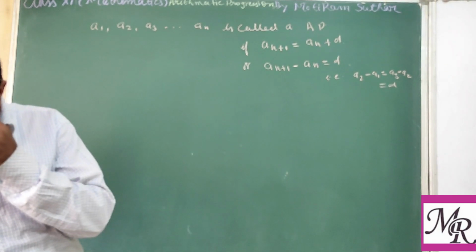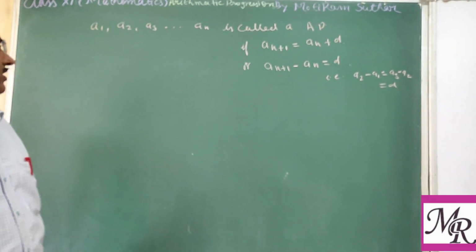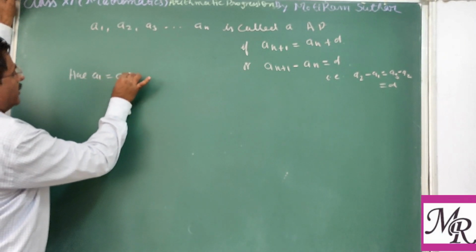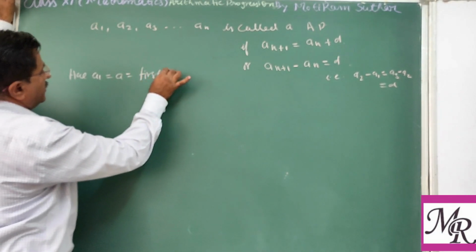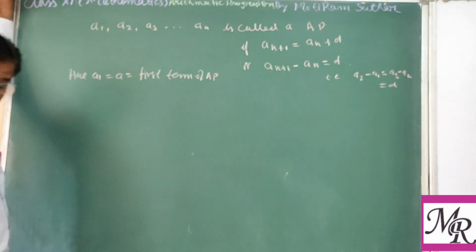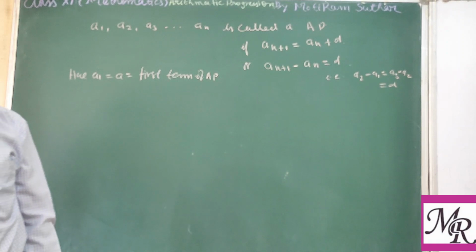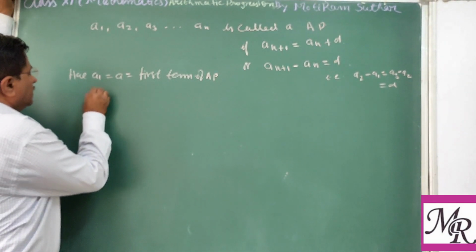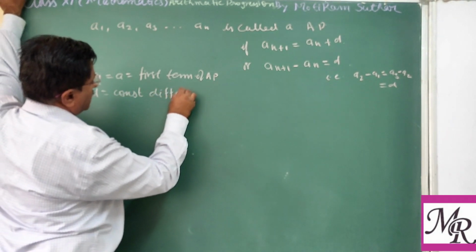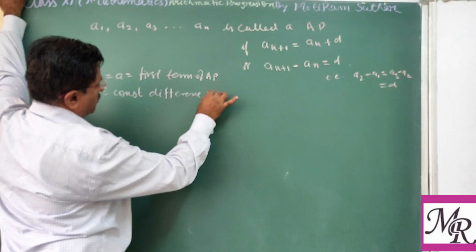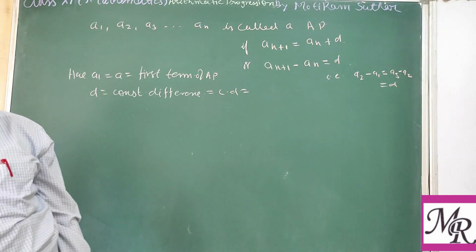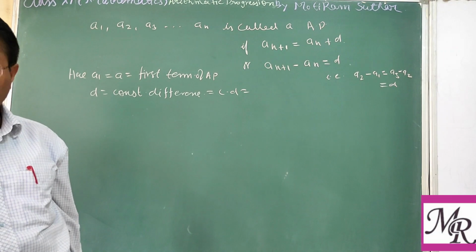Clear? We call a1 the first term. Generally we call it a, which is the first term of the AP. And d is the common difference, the constant difference. D is known as the common difference of the AP.